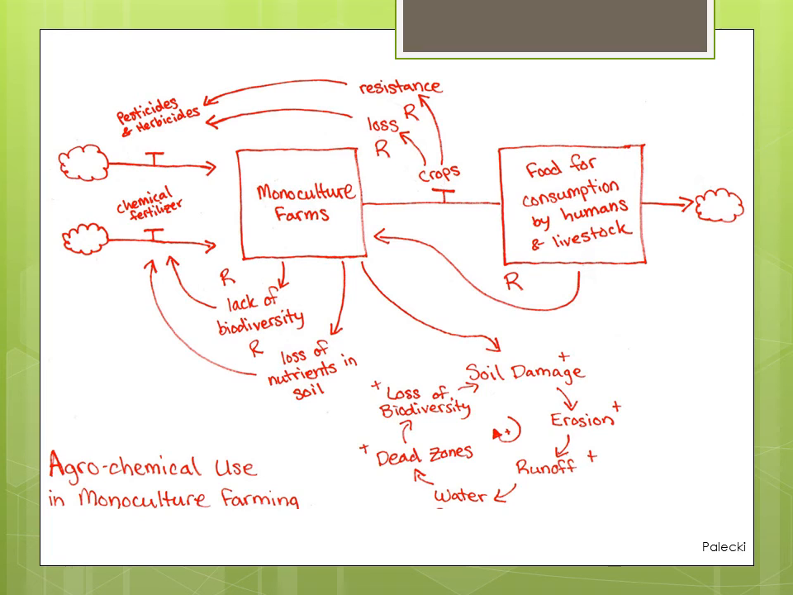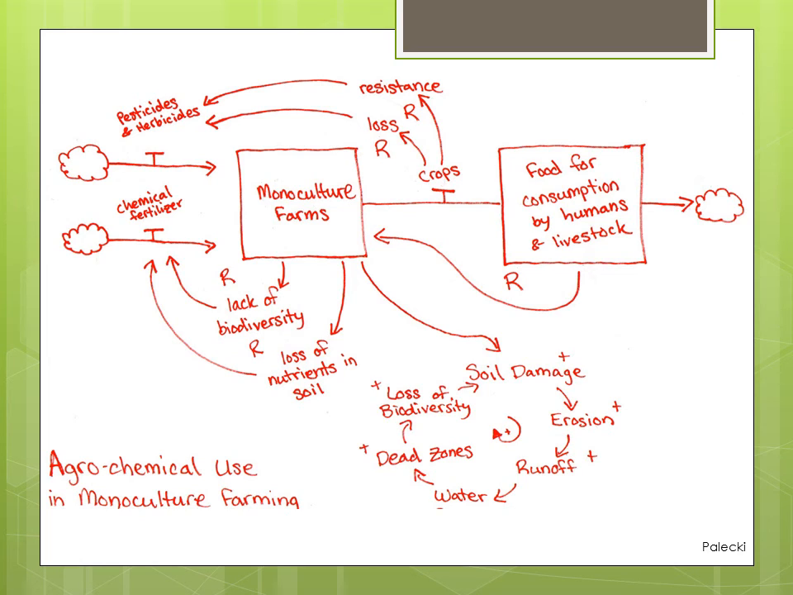The crops build up a resistance to herbicides and pesticides, which leads to a reinforcing cycle of more pesticide and herbicide use. Another reinforcing loop is caused by the loss of crops due to weeds and pests despite pesticide and herbicide use, leading back to, again, more pesticides and herbicides. Finally, there is an overall reinforcing loop of the whole system, which happens when the food crops are consumed by humans and livestock, causing more crops in more monoculture farms to be grown.